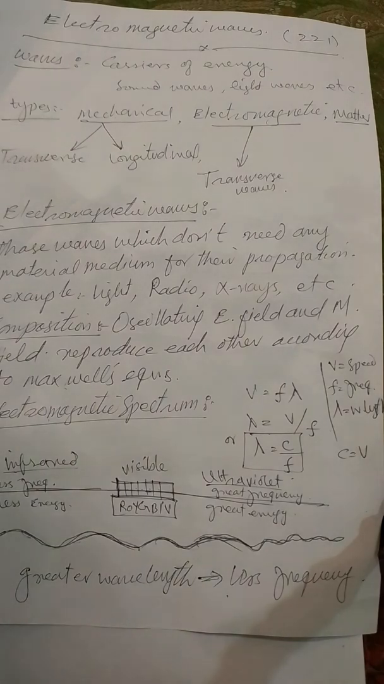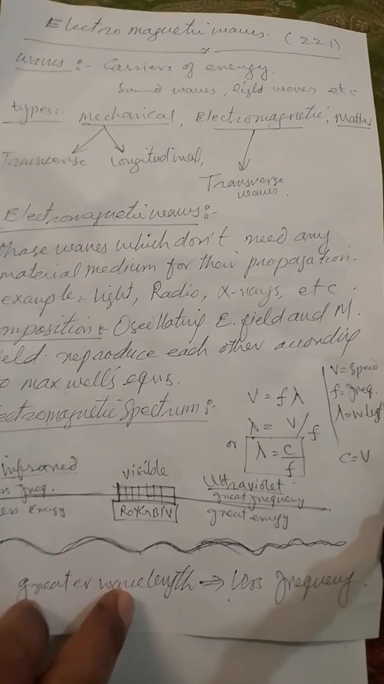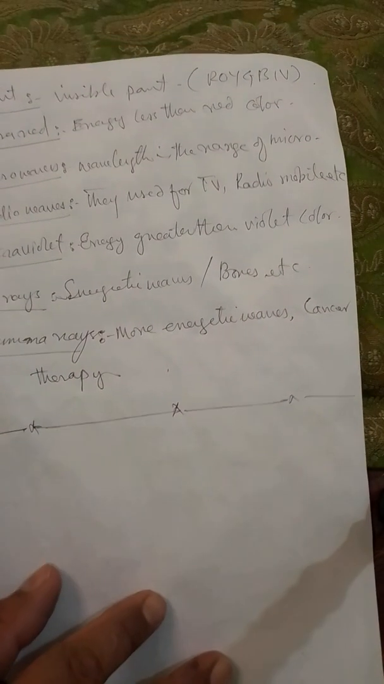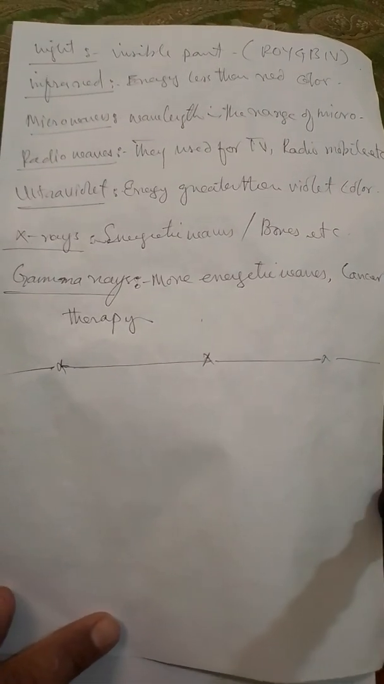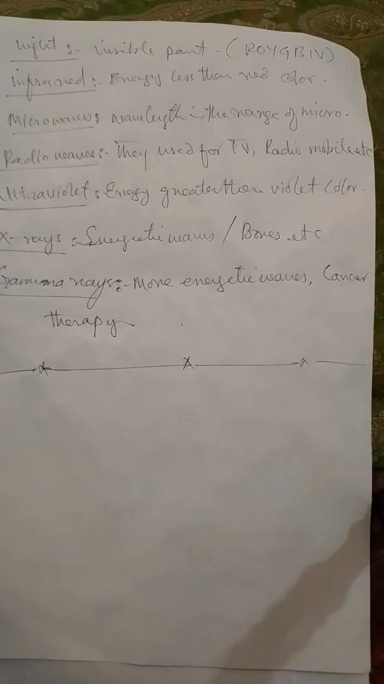So we have different forms of the electromagnetic waves, with different energy levels, frequencies, and wavelengths. We have a list of the electromagnetic waves given in the book as well.